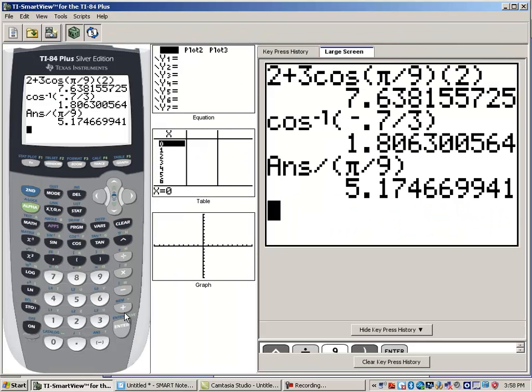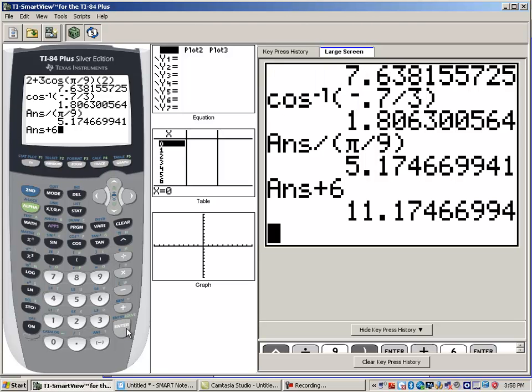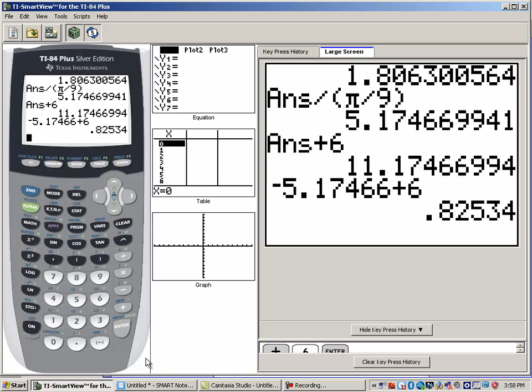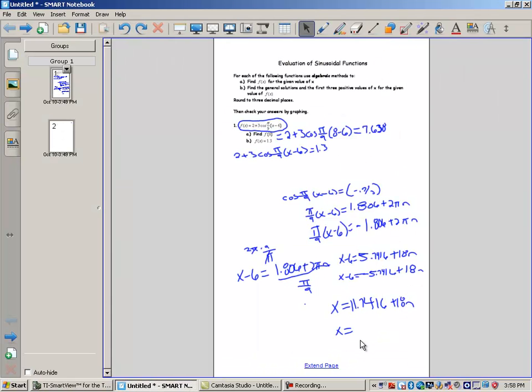So let's go see what that is. Plus 6, that gives me the negative of that, sorry, negative 5.17466 plus 6. Enter. Looks like 0.82534. Okay, so 0.82534 plus 18n. I'm really not a fan of this calculator, so I'll use the one I have at work next.